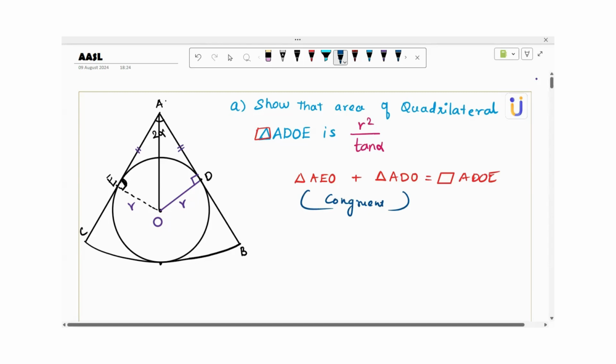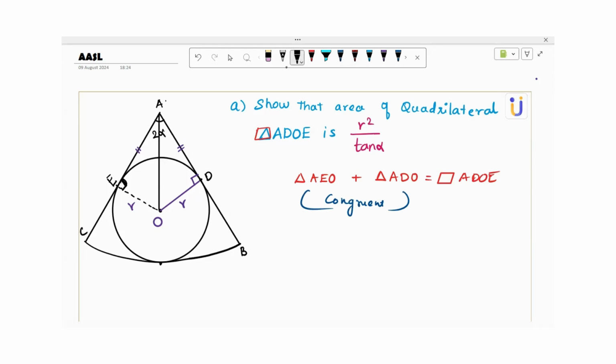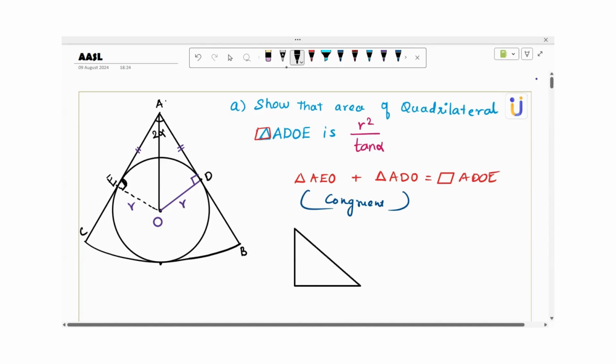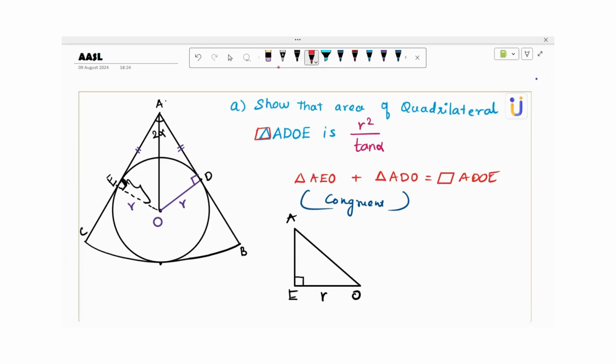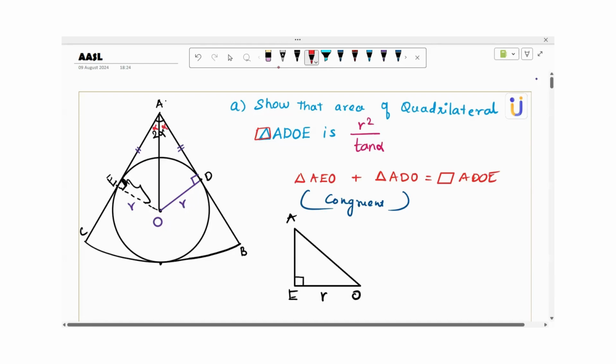So the area of quadrilateral ADOE is twice the area of the triangle. Let me take triangle AOE. At E it is 90. What is OE? It's the radius. What is AE? I don't know, so let it be. And we know these are congruent, so 2 alpha will split into alpha and alpha. This is 90 and 90, so this will overlap, and they will bisect into two equal parts. The angle at A of this particular part is alpha.